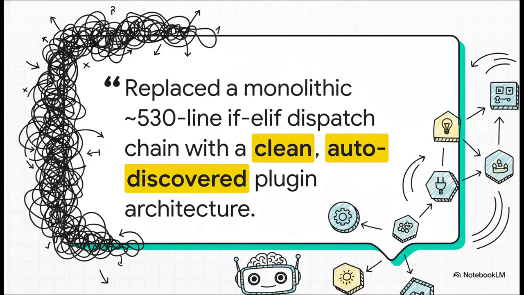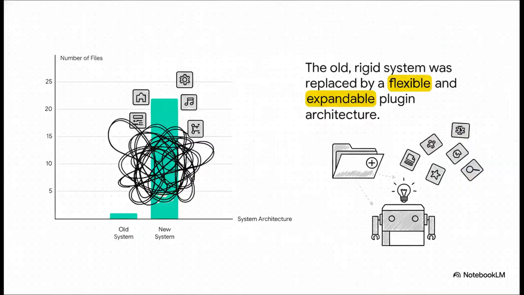You know, this quote from the devs just nails it. Before, every single action the robot could take was hard-coded into this one huge 530-line file of if-then statements. It was messy, it was fragile, and it was a total nightmare to add anything new. So they threw the whole thing out. And this chart just shows you how dramatic that change was. They went from that one tangled mess of a file to over 19 individual, self-contained plugins that are discovered automatically.